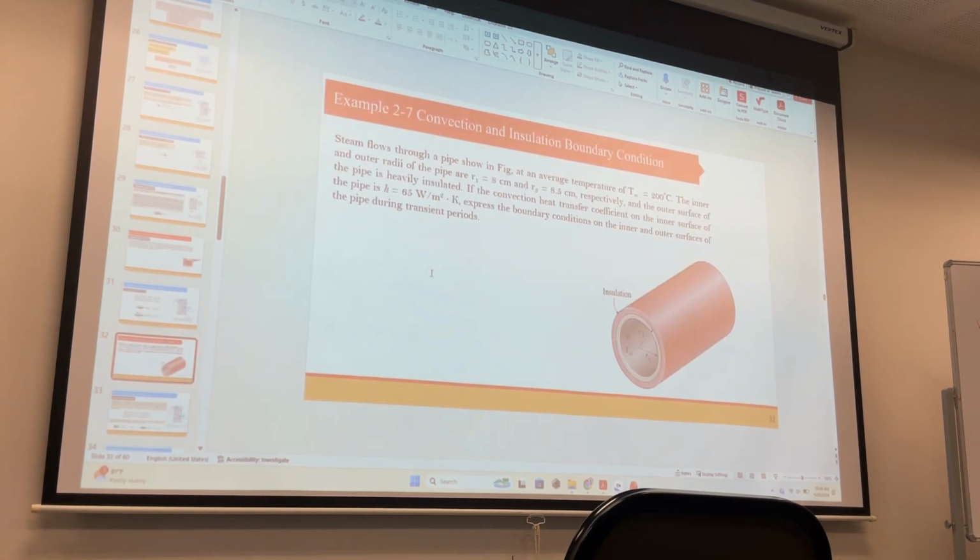Okay. Now look at this example here and tell me which boundary condition can be applied. Steam flows through a pipe shown in this figure at an average temperature. Temperature is given, 200 degrees Celsius. Inner and outer radii of the pipe are given, and the outer surface of the pipe is heavily insulated. There is an insulated boundary condition, if you remember. If the convection heat transfer coefficient on the inner surface of the pipe is given, express the boundary condition on the inner and outer surface of the pipe during the transient period. So two boundary conditions are already given. Which are those?